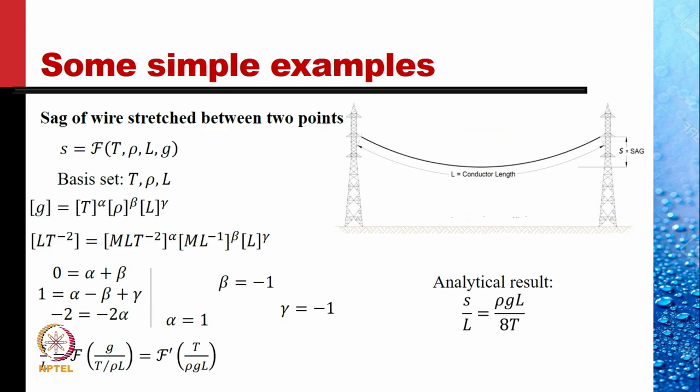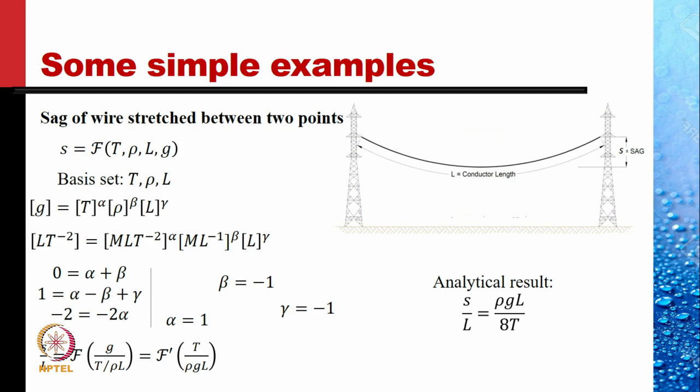This problem can be solved very easily. It is done in many books on statics, and the result is S by L is rho G L divided by 8T. It is in the same form as a functional relationship we had obtained by dimensional analysis, except that phi prime is the function T by rho G L raised to power minus 1, the inverse of this.